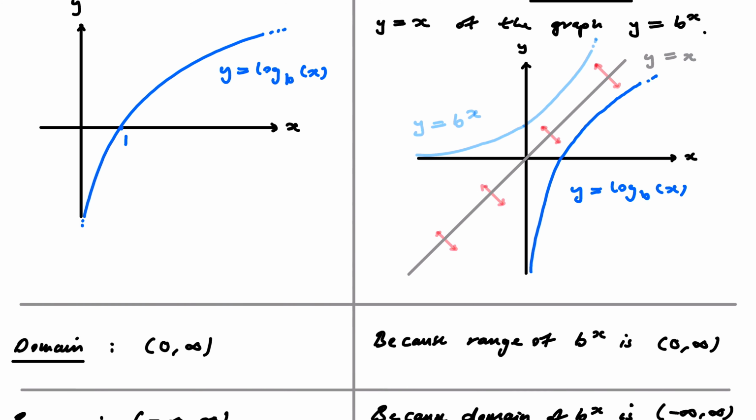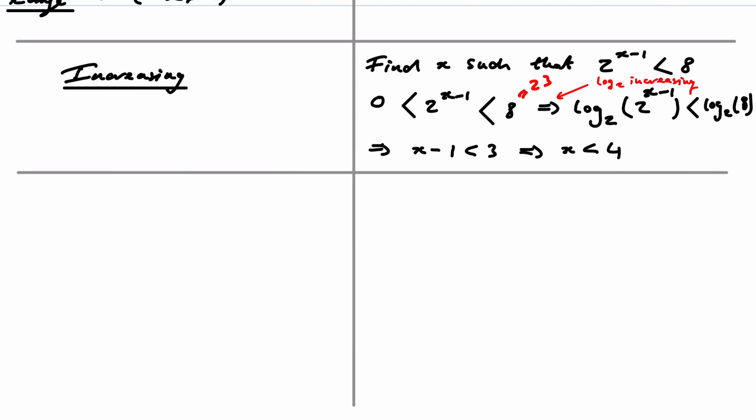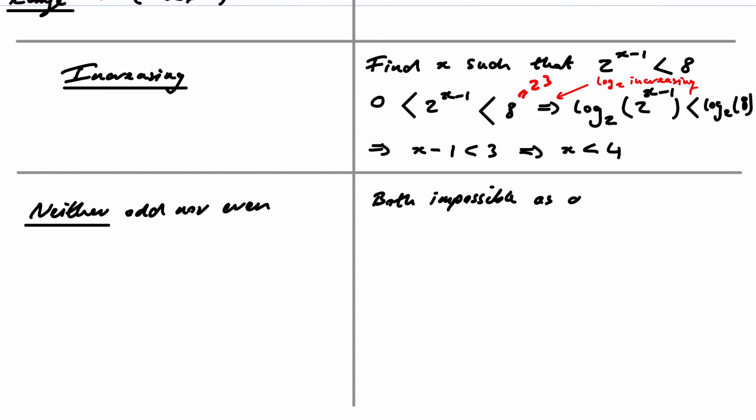Next, even, odd, neither. Definitely not. Can't be either. It has neither of the symmetries that we're looking for. We can't feed in negatives, that's the main problem. So it's neither odd nor even. Both are impossible because the domain is only positive numbers. For an even or an odd function, if x is in the domain, minus x has to be in the domain.